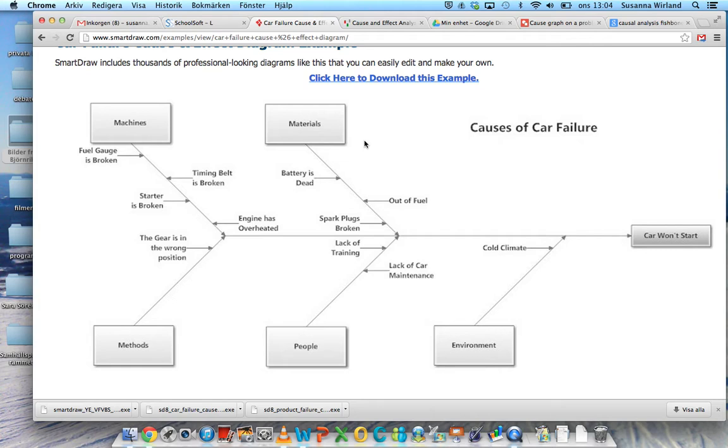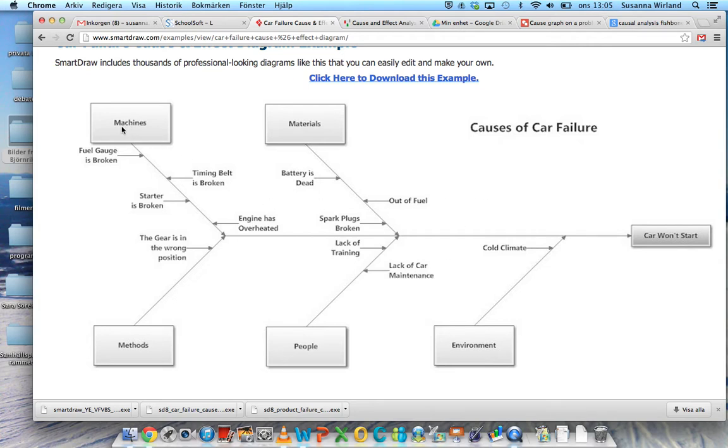Here on smartraw.com you can see that they have chosen the problem your car won't start. And what could then the causes of car failure be? And they have identified possible problems. Could be machine problems, material problems, problems in method, people, or environment. And you can see that this looks kind of like a fishbone. That is why you call it a fishbone graph.